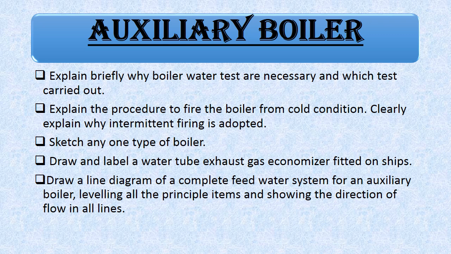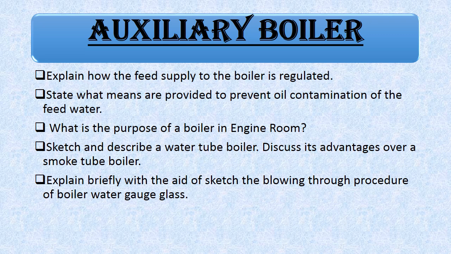Draw and label the water tube exhaust gas economizer fitted on ships. Draw a line diagram of a complete feed water system for an auxiliary boiler, labeling all principal items and showing the direction of flow in all the lines. Explain how the feed supply to the boiler is regulated. State what means are provided to prevent oil contamination of the feed water.